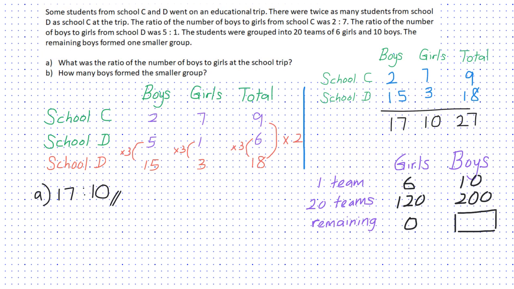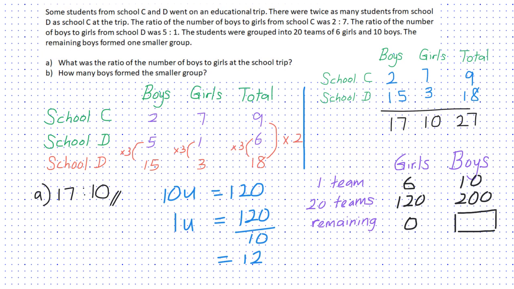Okay, so the ratio of the total number of girls at the trip is 10. And now we found out that there were 120 girls at the school trip. So now we derived that 10 units is equal to 120 students. Therefore, 1 unit is equal to 120 divided by 10, which is 12 students.